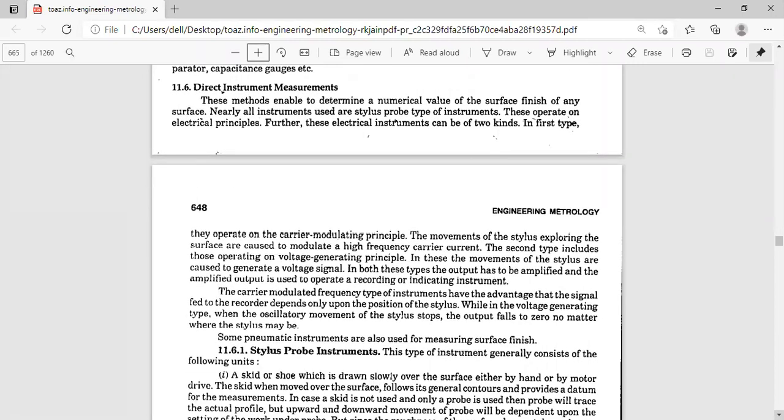We try to use it in the Taylor Hobson Talysurf. And in the Tomlinson surface meter, you have to use a smoked glass screen. The trace will be there on the smoked glass screen.